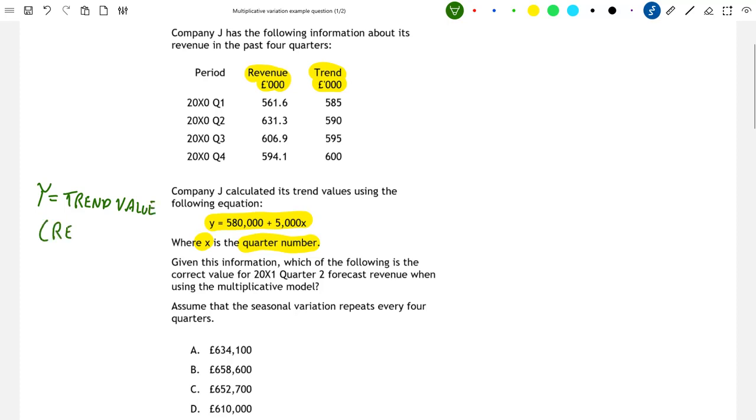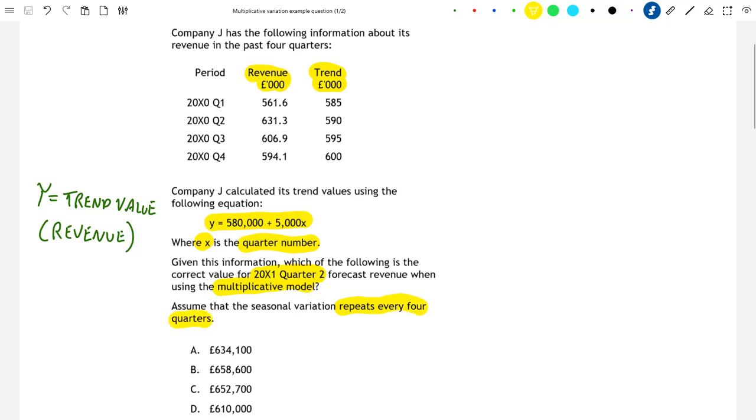Which is revenue in our case. So given this information, which of the following is the correct value for 20x1 quarter 2 forecast revenue when using the multiplicative model? We're asked to assume that seasonal variation repeats every 4 quarters.